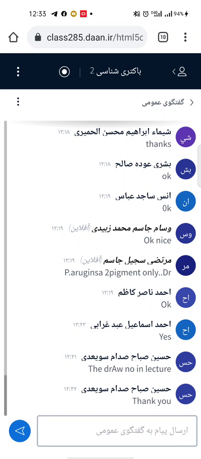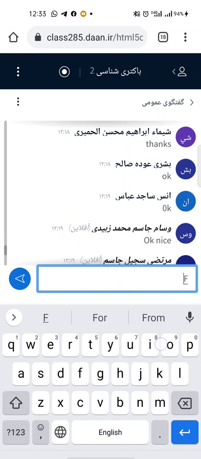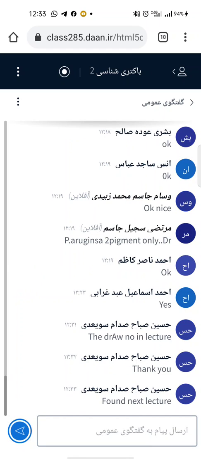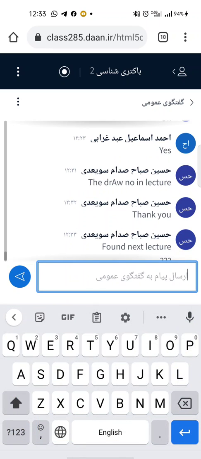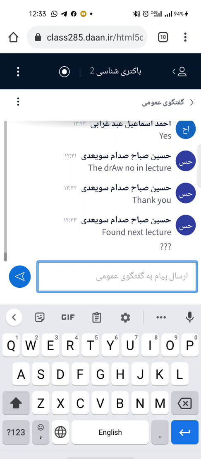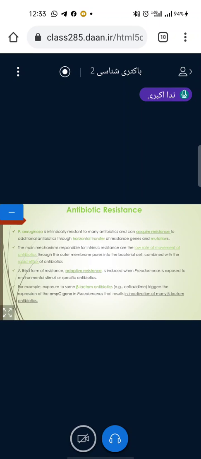Okay, let me repeat again. Pseudomonas aeruginosa is naturally, intrinsically resistant to many antibiotics and can acquire resistance to additional antibiotics through horizontal transfer of resistance genes and mutations. The main mechanisms responsible for intrinsic resistance are found next.